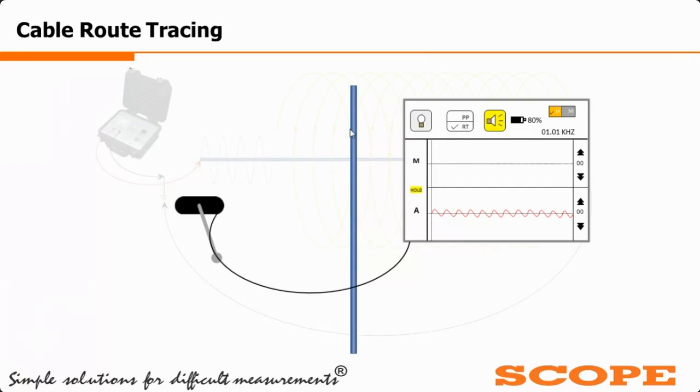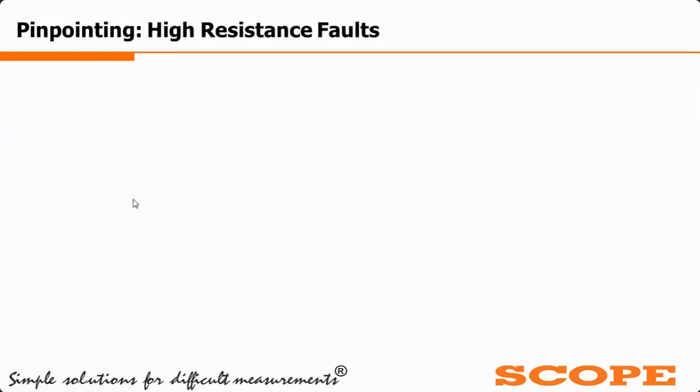You have to mark this route by using the route tracer system offered by the Scope team. Scope is offering mainly two models of receivers: the CFL PP3 and the CFL PP3 Plus. I will explain the advantages of these kits in later slides, because Scope is the only one offering this type of universal receiver, which is used for route tracing and for the fourth step of cable fault location, called pinpointing. This universal route tracer cum pinpointer receiver is used for both route tracing and pinpointing.